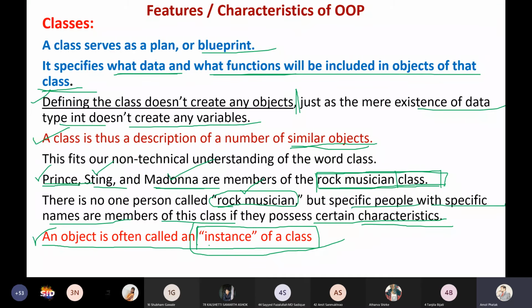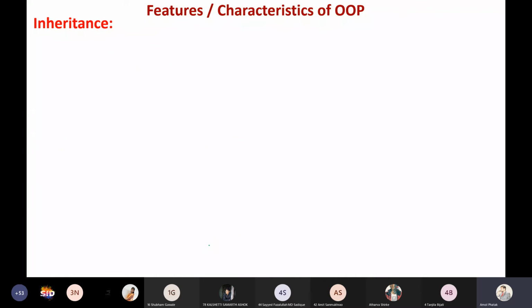What do we mean by inheritance? Today we are learning the characteristics of OOP. The first feature is the object, the second is the class, and now the third is inheritance. Let us understand what is meant by inheritance.